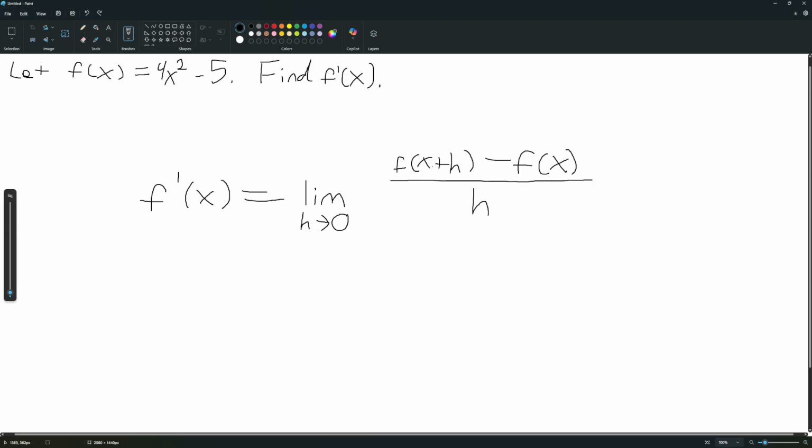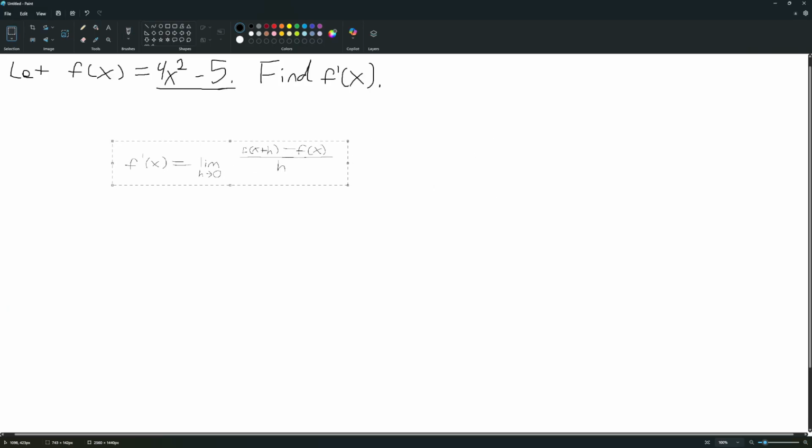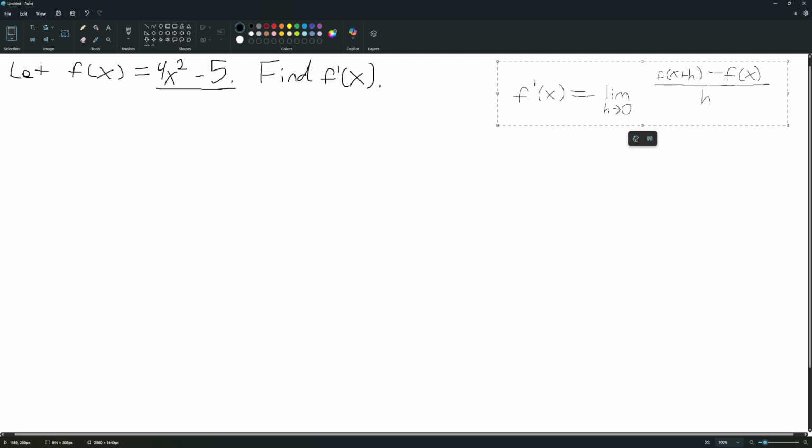Now, f of x plus h, what does that mean? That means for every x, we're adding h to it. So basically what this means is that for every time you see x in this function, you're going to actually put x plus h. I'm going to put this over here for safe keeping.